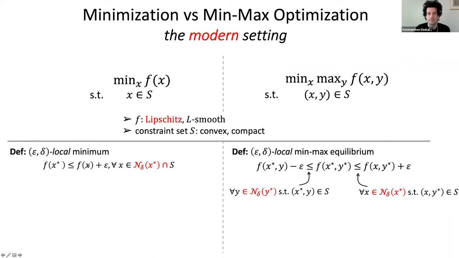The similar thing happens on the right-hand side. So an X star Y star is an epsilon delta local min max if you cannot unilaterally change X star in a feasible delta ball around X star to decrease the function by more than epsilon, which is the left right inequality. Similarly, you cannot change Y star in a feasible ball around you to increase the function by more than epsilon. And again, another way to view this is that it is an approximate fixed point of the gradient descent ascent iteration.